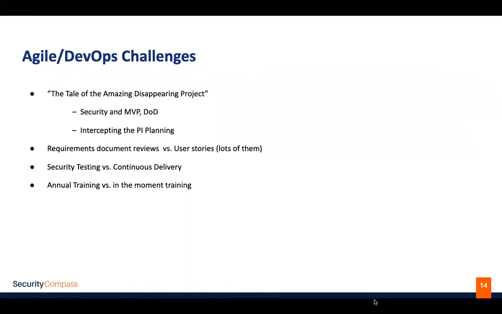If you're used to annual training versus having an approach to do in-the-moment training when something is needed, to have the training available on the spot. Those are some of the challenges that I've seen with Agile. If you don't understand what's going on and adapt your software security programs, you'll either become irrelevant or you'll become a bottleneck.